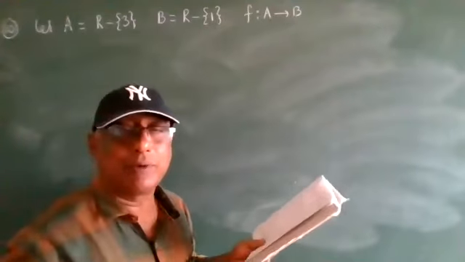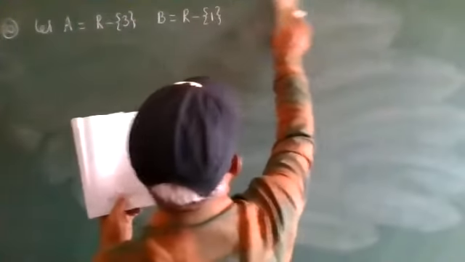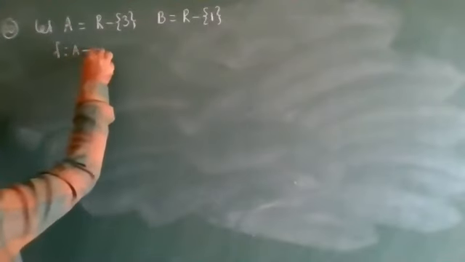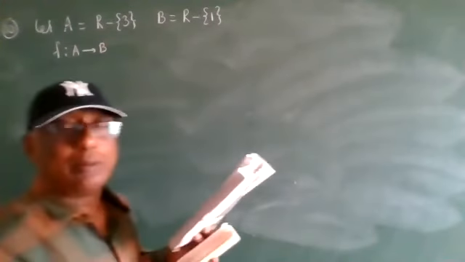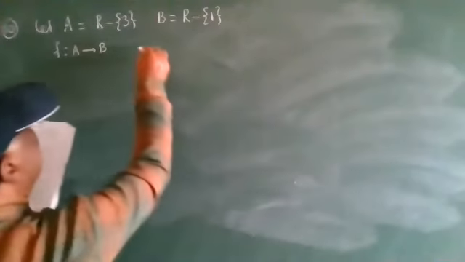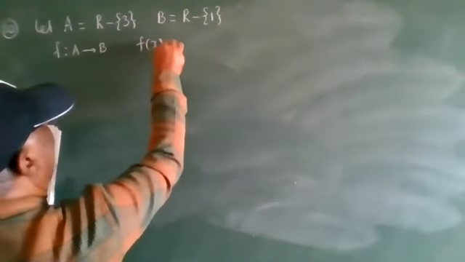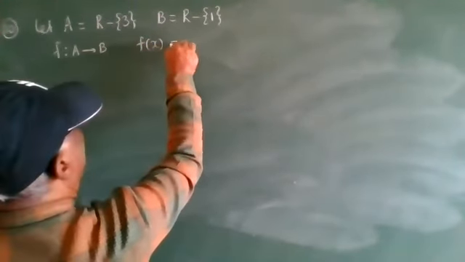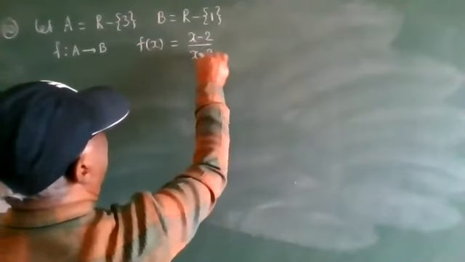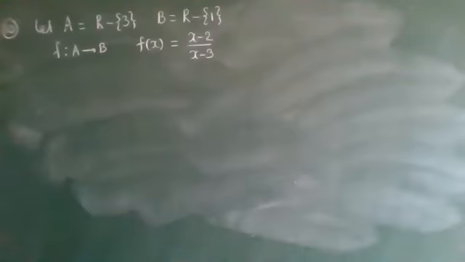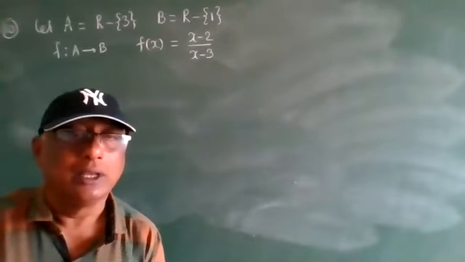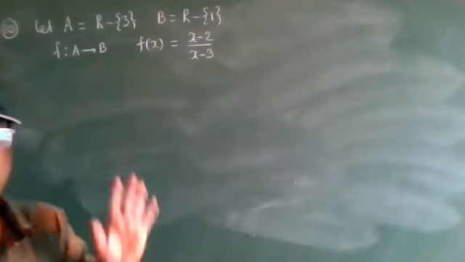F is a mapping from A to B, where A is the domain and B is the codomain. F of x is defined by (x minus 2) by (x minus 3). In the domain, 3 is not there. In the codomain, 1 is not there.